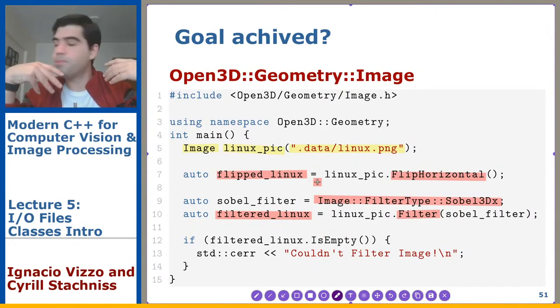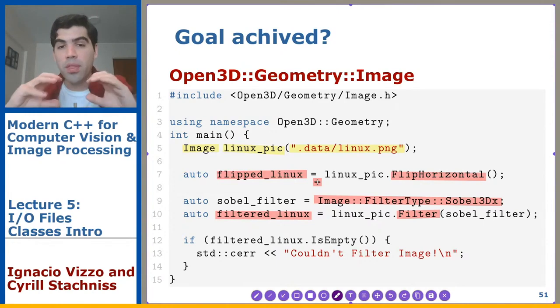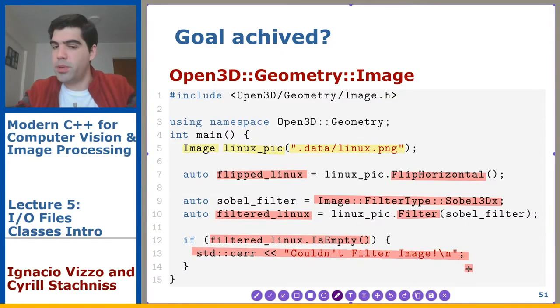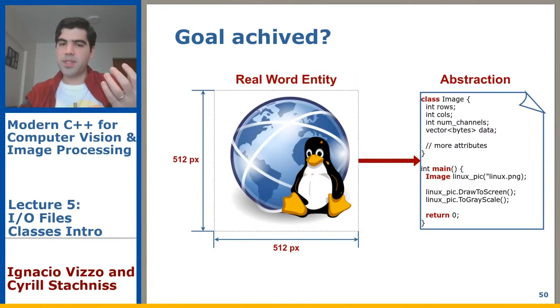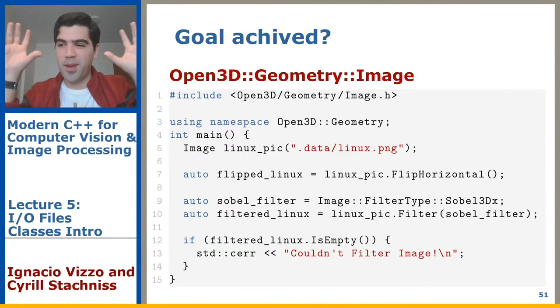If you try to read this program, it expresses really well the intention of what you want to do. It's basically plain English, so this is a really good model of the real world entities using abstraction mechanisms. For example, if the filtered Linux is empty, so let's say that there was an error while filtering, I want to print an error: couldn't filter image. It's really plain English, right? So basically the idea is to represent this entity with an abstraction. And that's basically it for now. That's the quick overview of classes, right?